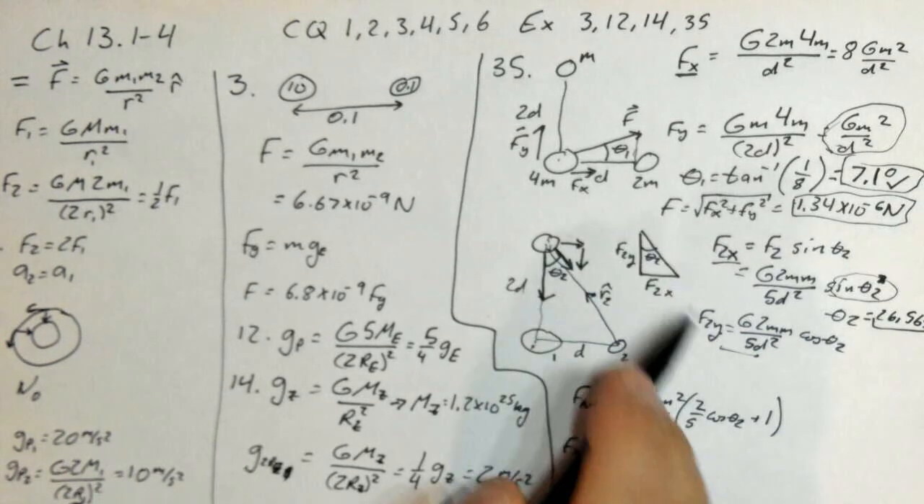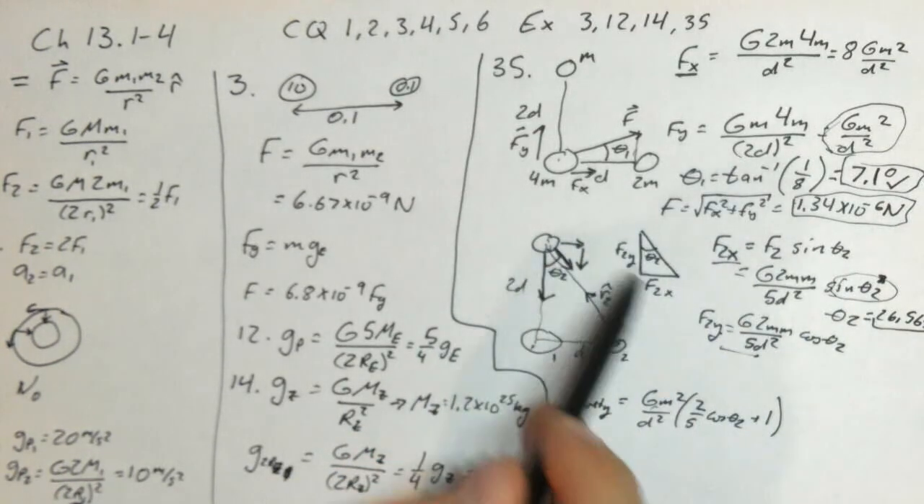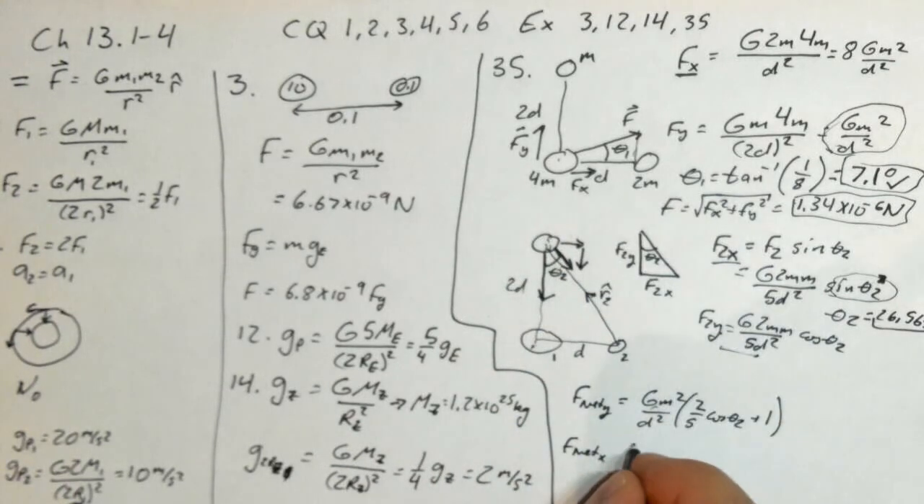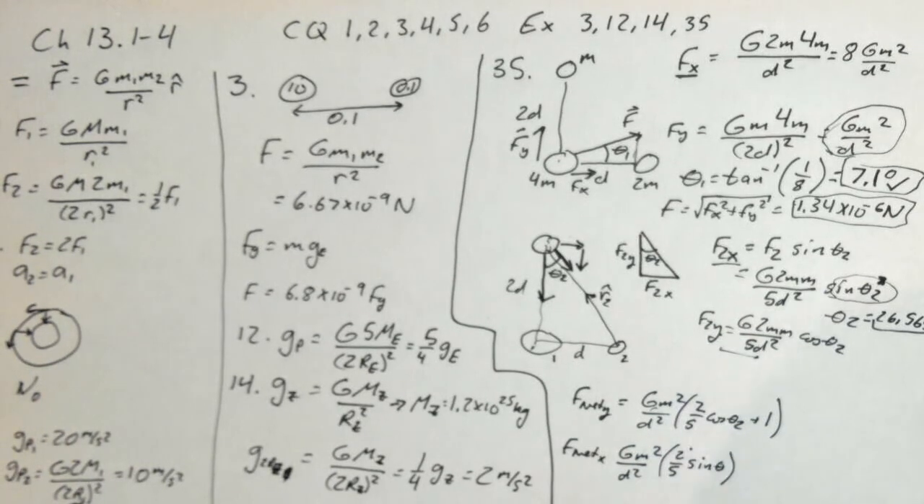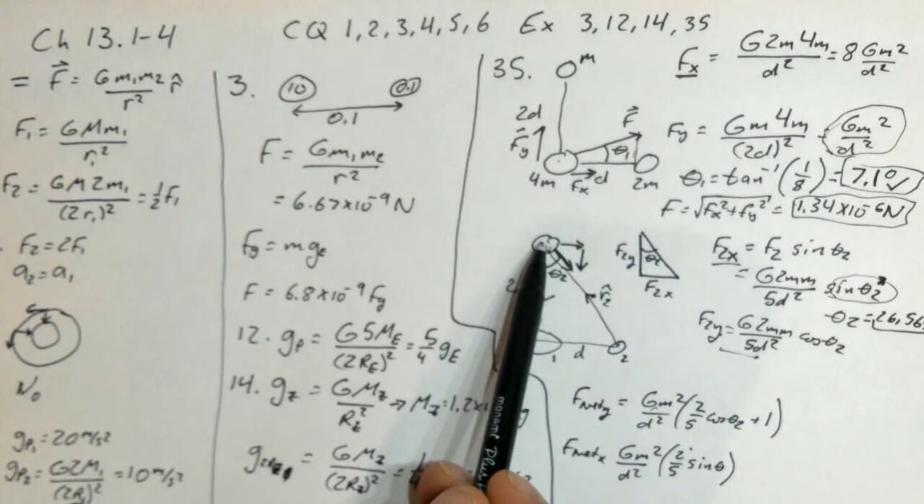F net x, well, that's just this one. There are no other forces pulling in the x, so that's just G m squared over d squared times 2 over 5 sine of theta. Okay, and now I have the x and y components of the net force acting on this object.